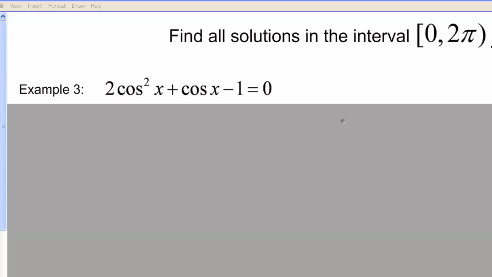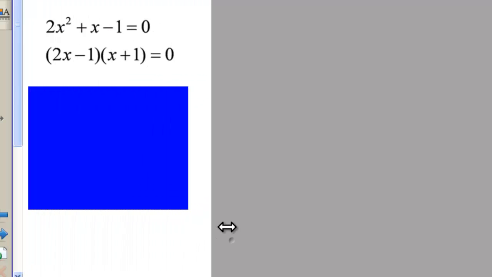All right, so if you bear with me here, let me show you a parallel problem before I delve into this trig equation. Let me show you 2x squared plus x minus 1 equals 0. It's a very similar setup. It's a quadratic you know and love. I can solve this by using my factoring skills that I've acquired through my algebra lessons.